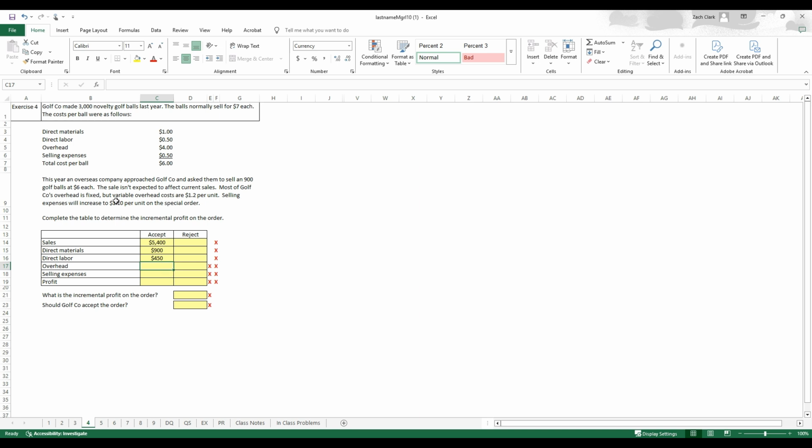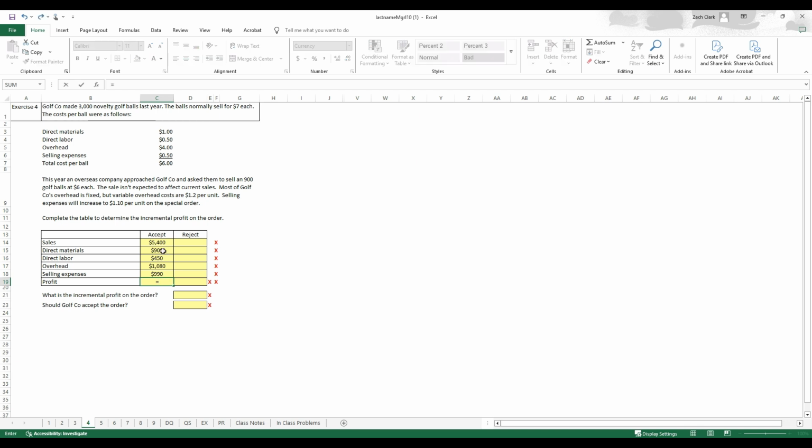Our overhead is 1.2 per unit. So the additional overhead, it's not like a per unit overhead, or if we come up with that predetermined overhead rate. But we can see that the additional amount of overhead we're going to have to take is just $1.20 per unit. So that's where it really becomes important to analyze the individual portion. And then the selling expenses increase to $1.10. They were 50 cents normally, but now they're $1.10.